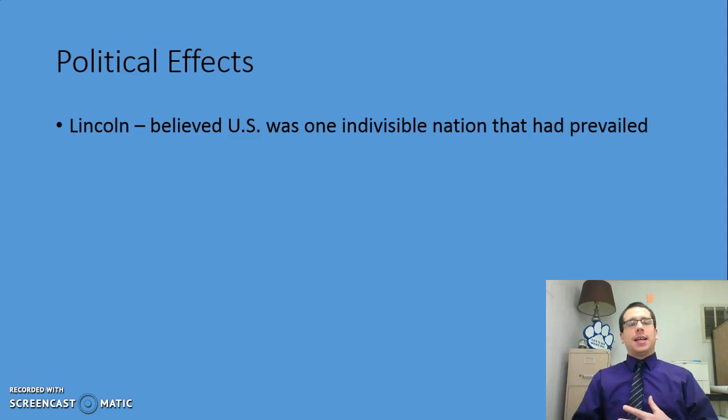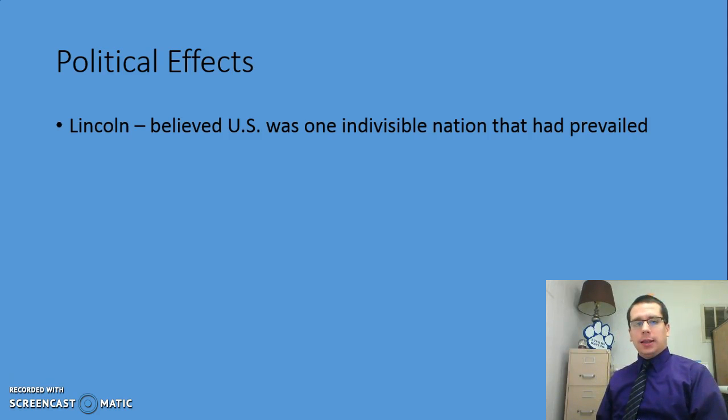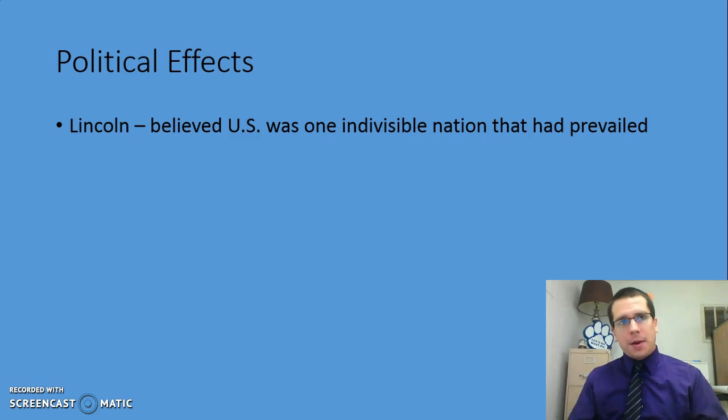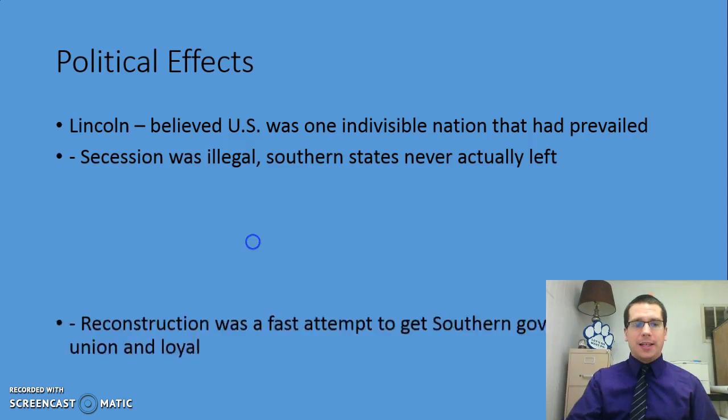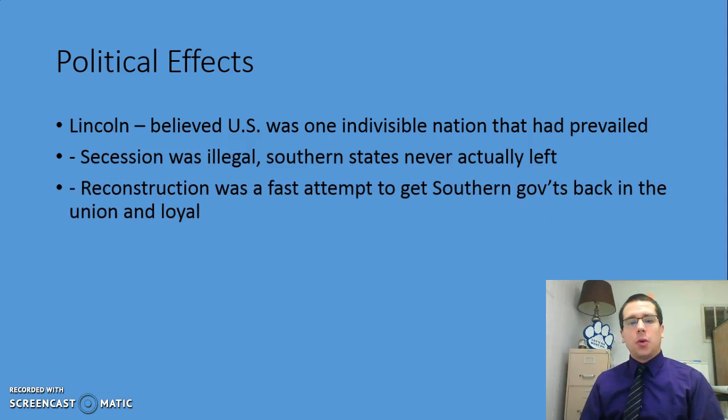Alright, political effects. After the Civil War, Lincoln sort of believes that the U.S. was one indivisible nation that had prevailed, right? Coming back together, the South coming back in with the Union. And again, Lincoln's not going to be very harsh. He says secession was illegal. Southern states never actually left. So why are we going to be harsh on them when they're trying to, quote unquote, come back into the country? Reconstruction was a fast attempt to get Southern governments back in the Union and loyal.